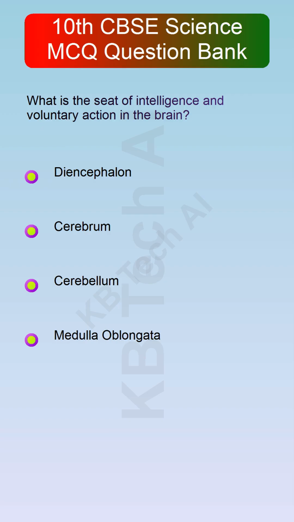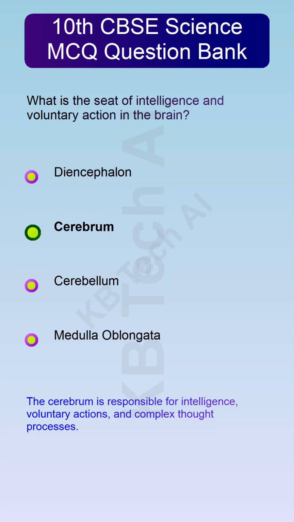What is the seat of intelligence and voluntary action in the brain? Option 1, diencephalon. Option 2, cerebrum. Option 3, cerebellum. Option 4, medulla oblongata. The answer is, option 2, cerebrum.